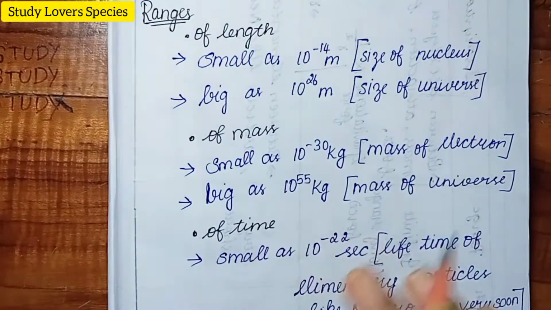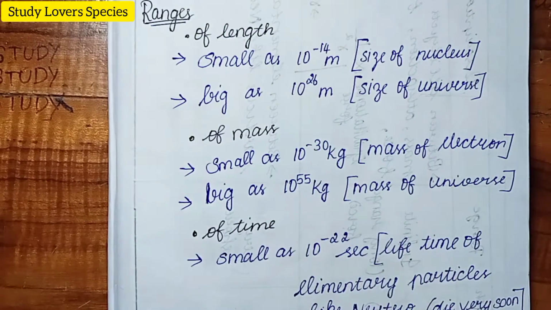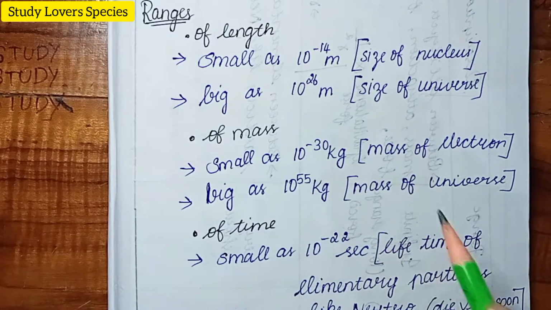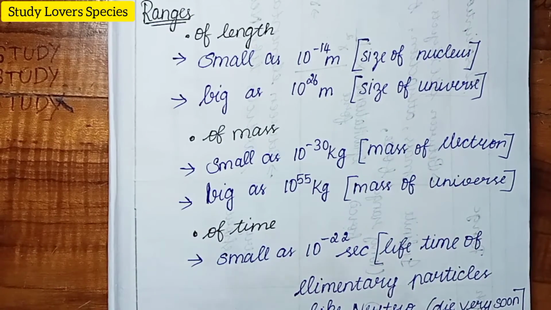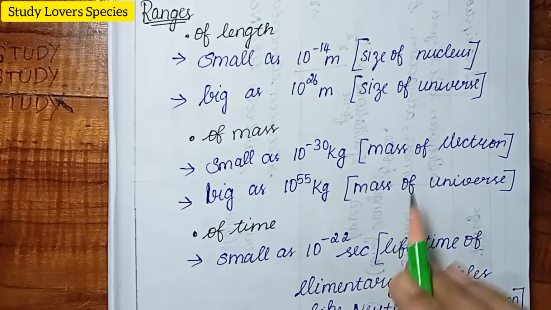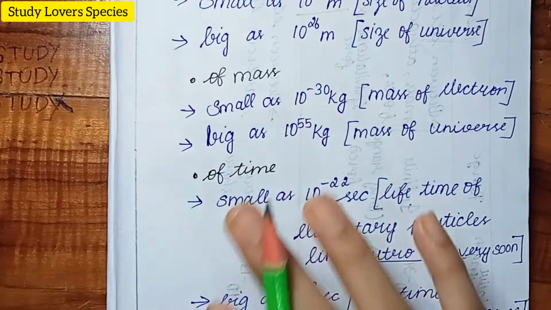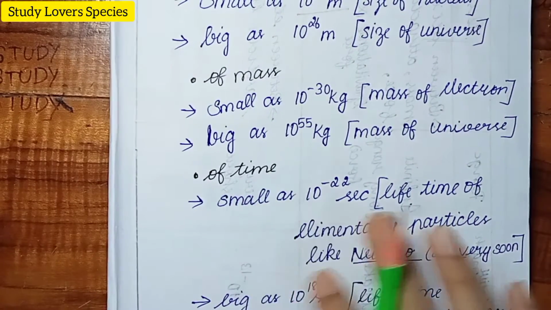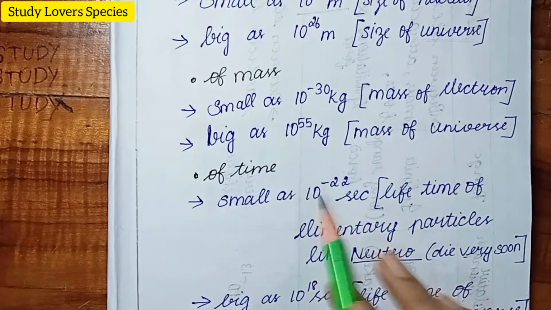Then ranges of mass. Mass is as small as 10 power minus 30 kilogram. This is the mass of an electron. As big as 10 power 55. That is the mass of the universe. Okay, weight, right? Mass means weight. Weight of the universe and weight of an electron. Then range of time. Small as 10 power minus 22 seconds.